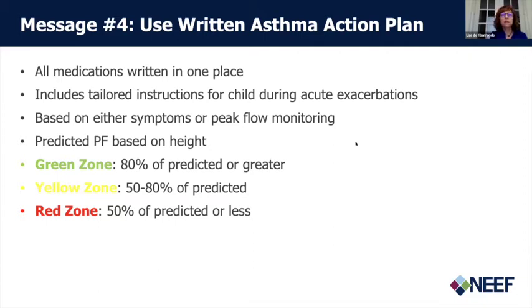It is based either on symptoms or peak flow monitoring. Back in the 1990s, we tried to use peak flow monitoring with your green, yellow, and red zones based on 80% predicted of peak flow, 50 to 80% for yellow, less than 50% for red. However, there was a lot of poor compliance with peak flow monitoring. So now most written asthma action plans are based on symptomatology. And I see pulmonologists and allergists also base theirs on symptomatology.